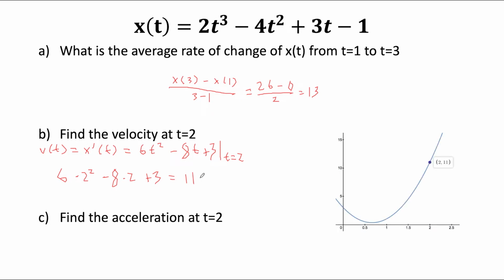This is confirmed by the fact that the point (2, 11) is on our velocity curve, which is just the first derivative of the position curve. Now let's find the acceleration at t equals 2.